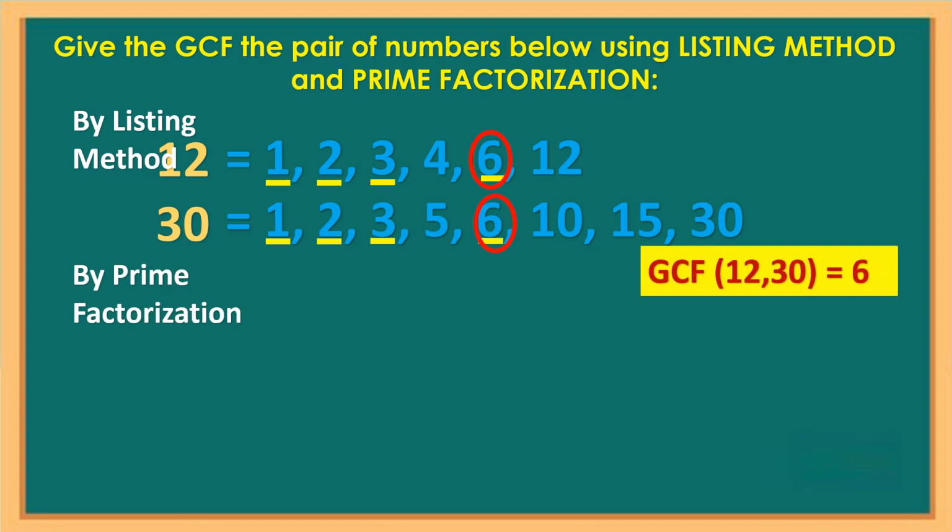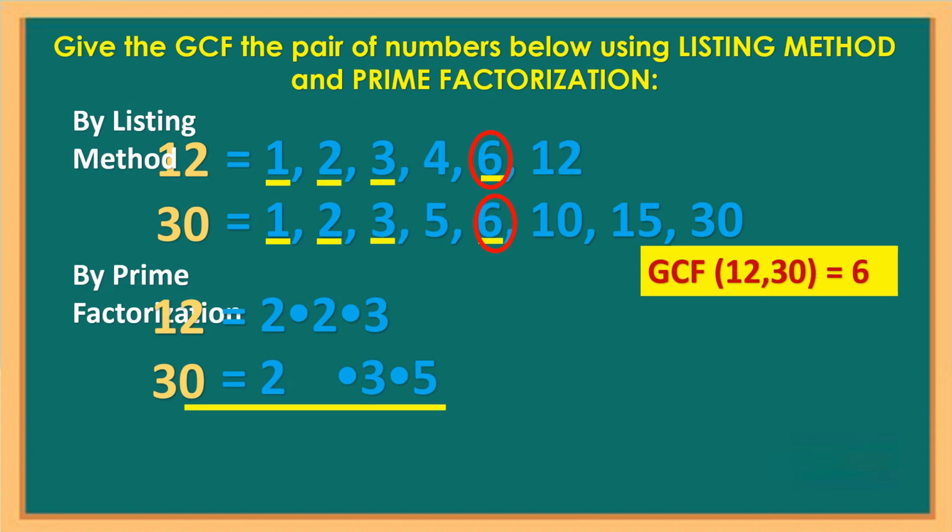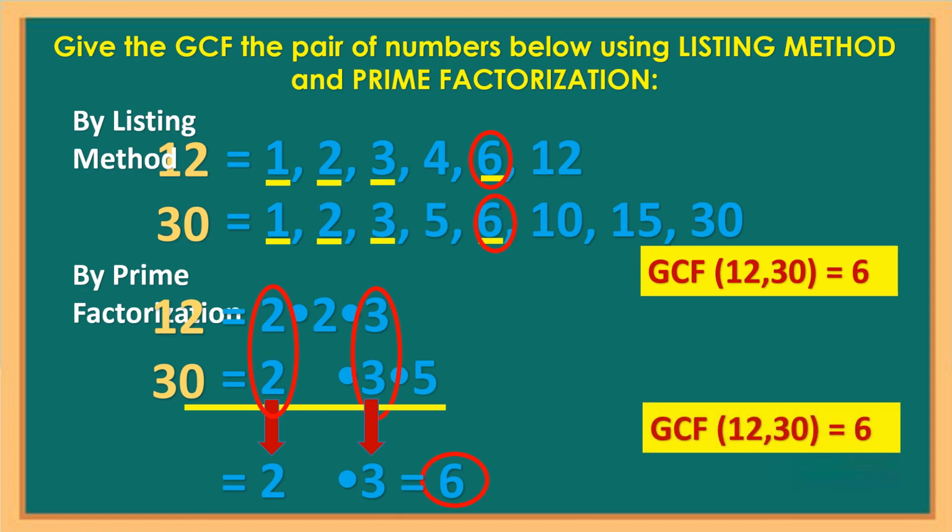By prime factorization, we have 12 and 30 again. The prime factors of 12 are 2 times 2 times 3. The prime factors of 30 are 2, 3, and 5. We have 2 times 3 times 5. Let us bring down the common among these prime factors. Let us bring down 2 and let us bring down 3. Then let us multiply them. 2 times 3 is 6. The GCF of 12 and 30 is 6.